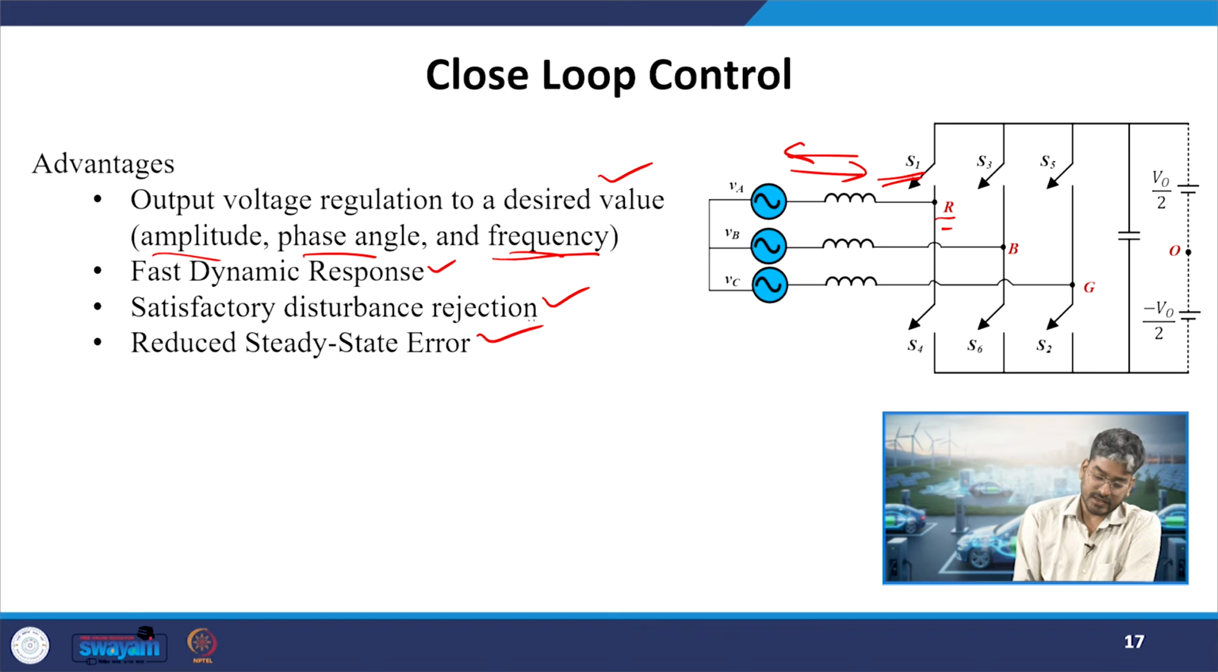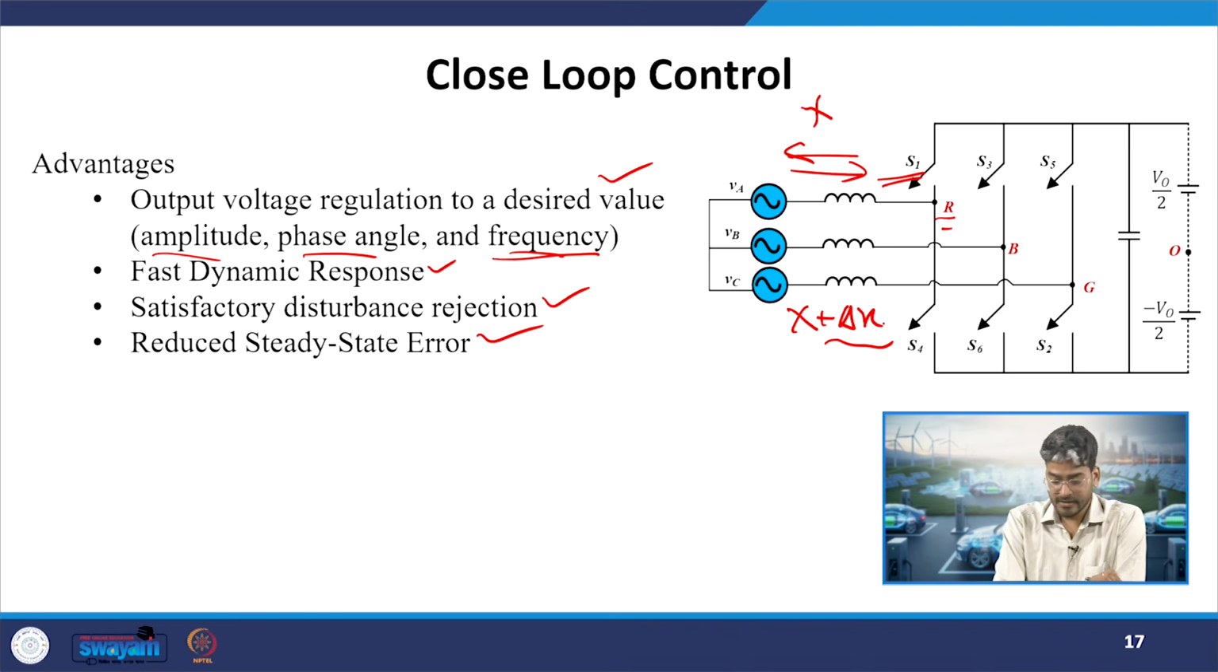Reduced steady state error. What is a steady state error? Suppose I want to transfer X amount of power. If the circuit is transferring X plus delta X value of power, then this delta X is my steady state error. So, we are not talking about the transients. In the steady state, after the change has been done and it has settled, if it is transferring some additional power, then I say that to be a steady state error.